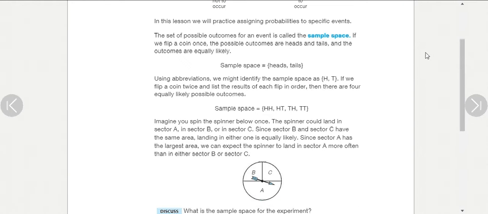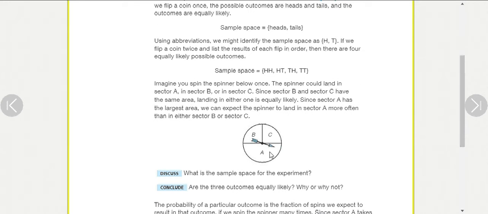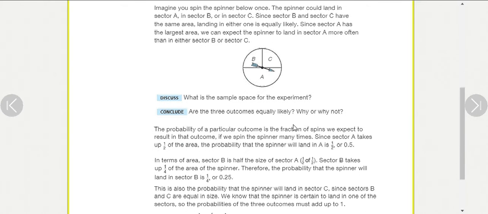The set of possible outcomes for an event is called the sample space. Flipping a coin once, the sample space would be you get either heads or tails, all possible outcomes. Sometimes we abbreviate heads H and tails T. Look at the spinner down here and notice how not all outcomes are equal. Which letter are you most likely, can you tell, most likely of the 3 to land on?